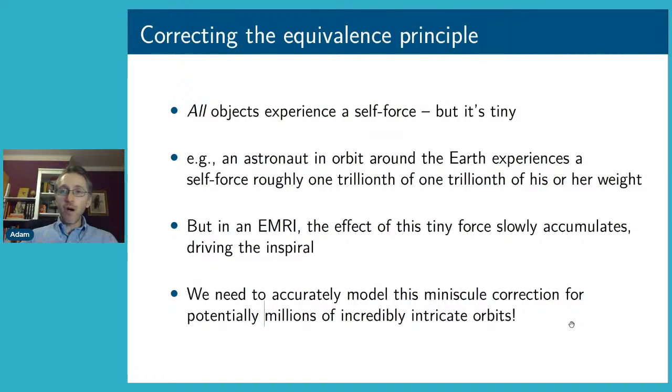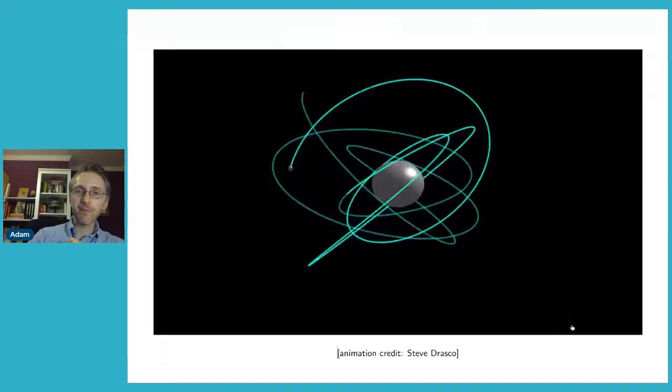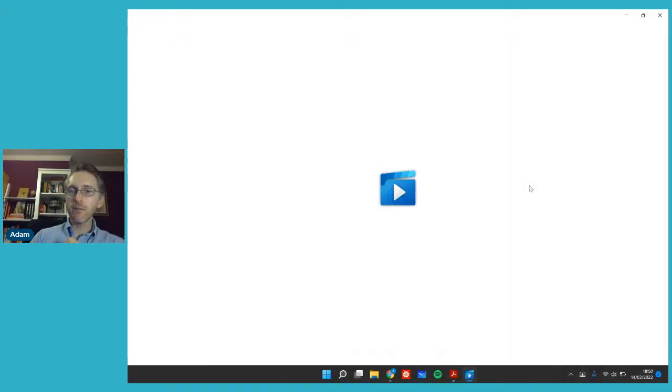And as I said, we need to model these systems. Modeling them is very difficult because we need to model this tiny correction to the equivalence principle, potentially for hundreds of thousands or even millions of these extremely intricate orbits that I showed you. So what comes out at the end of the day? Well, another movie comes out.